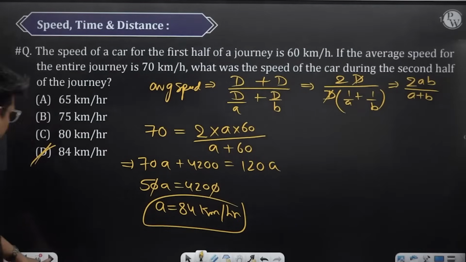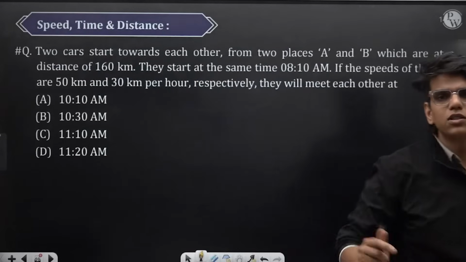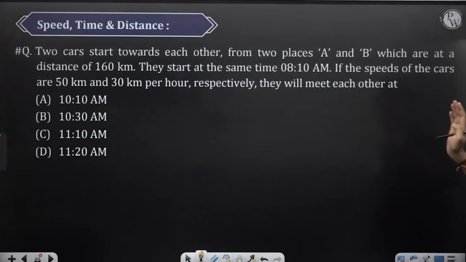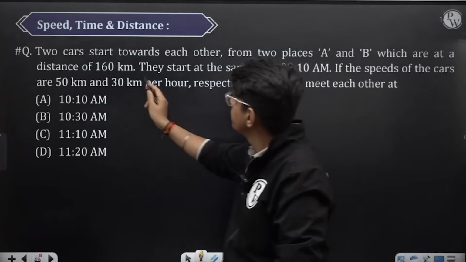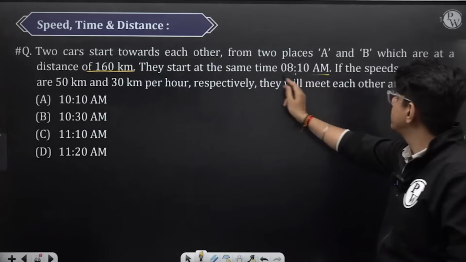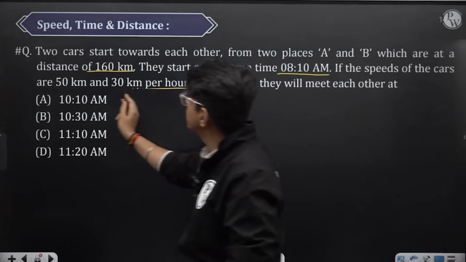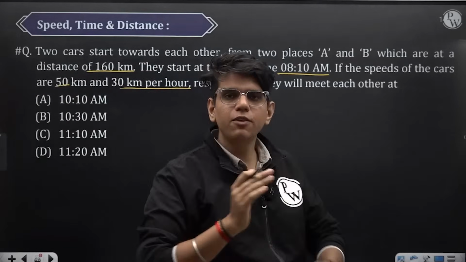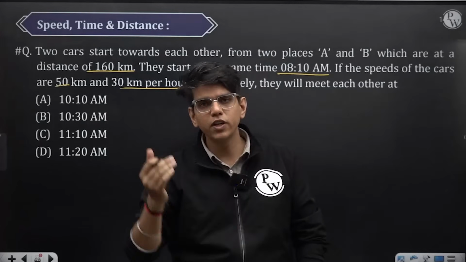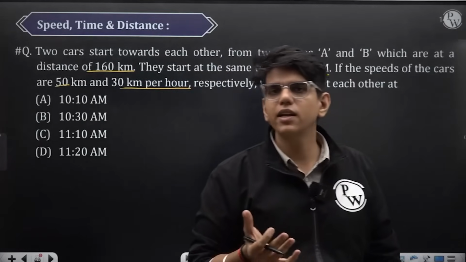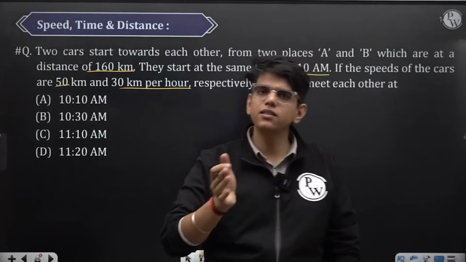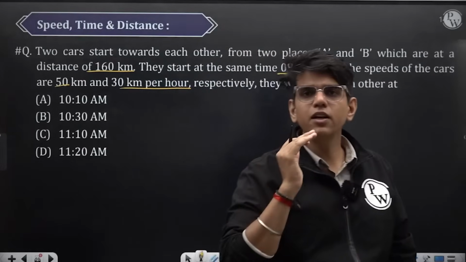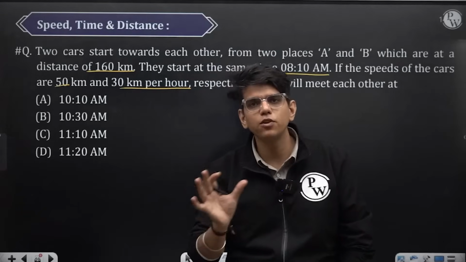Okay, next is based on the concept of relative speed. Two cars start towards each other from two places A and B, which are at a distance of 160 kilometers. They start at the same time. If the speed of the cars is 50 and 30, at what time will they meet each other? If you are chasing someone, it takes more time, and if someone is running towards you, it takes less time, right? This is because of the relative speed. When two persons are running in the same direction, the relative speed is the higher speed minus the lower speed. When two persons are running towards each other, the relative speed is the sum of their velocities.